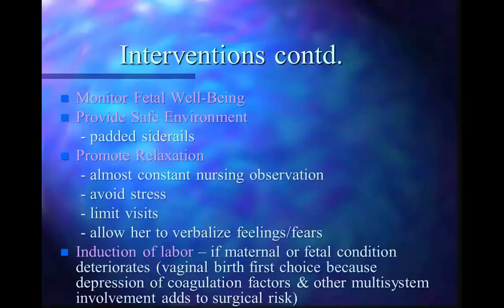If the maternal or fetal condition deteriorates, we're going to induce labor. Vaginal birth is always our first choice because the depression of the coagulation factors and other multi-system involvement is going to add to that surgical risk. However, sometimes we don't have that option, and she will be delivered by C-section.